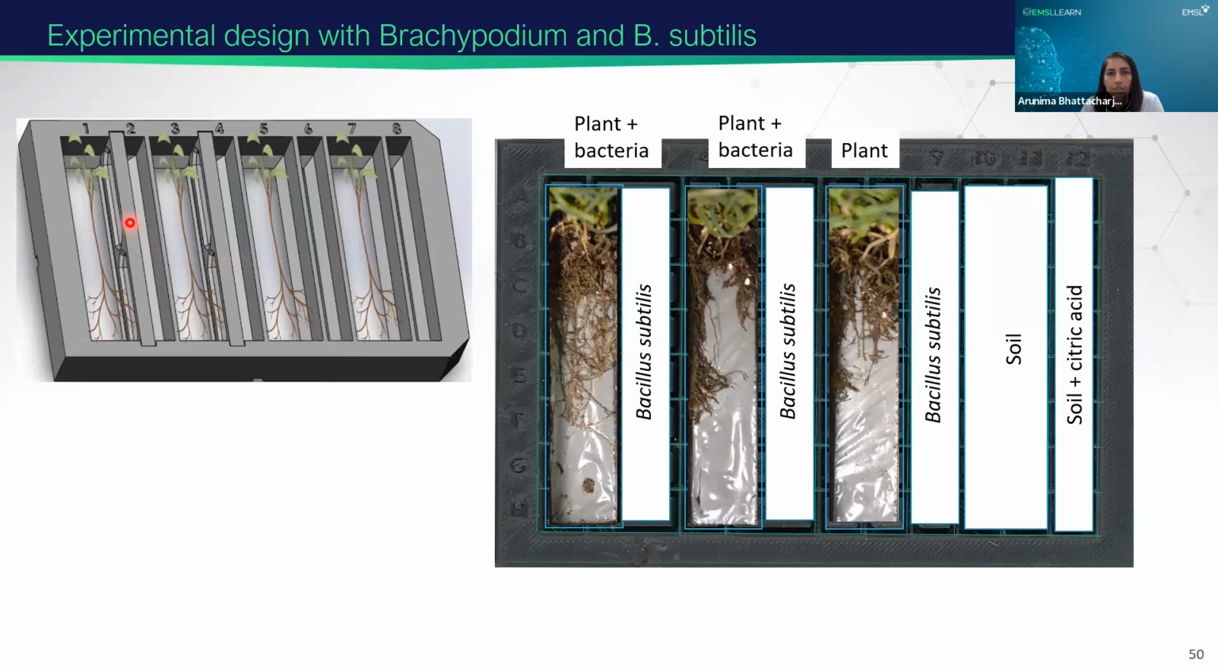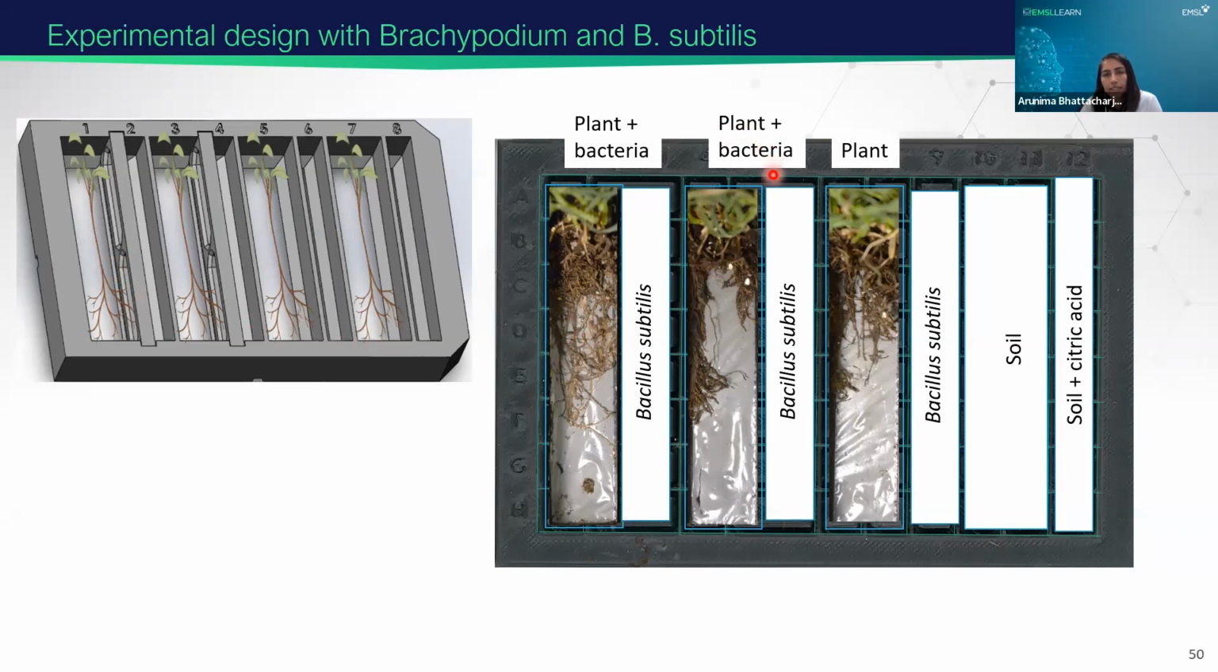So the experiment that we performed here was plant plus bacteria. We had brachypodium growing in this well. We had Bacillus subtilis bacteria growing in the second well. And these two wells were separated by this membrane in the middle. Between well 1 and well 2, there was a window where a membrane was fitted, so plant root and bacteria could communicate through different metabolites.